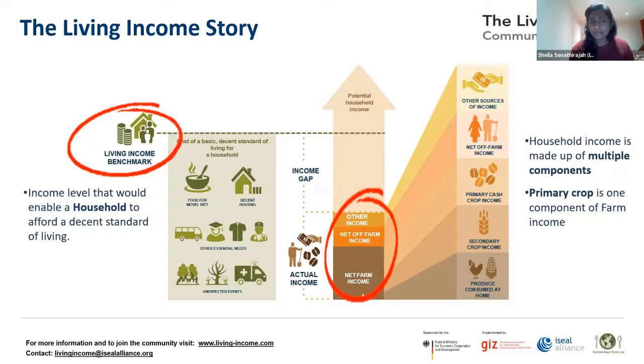And so these components are very important to understand as we go forward to put in place any strategy to influence income levels of households. So household income is made up of multiple components, and the primary crop is just one component of farm income. Next slide, please.